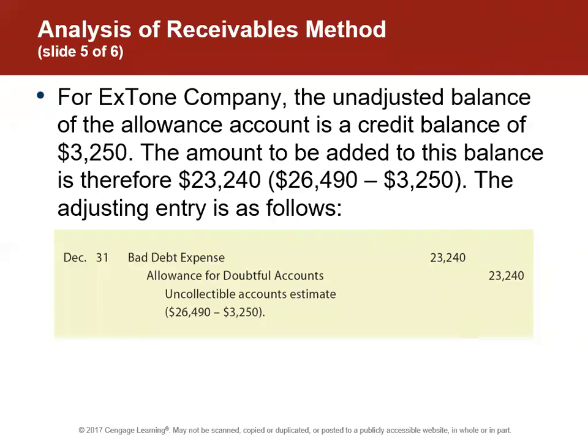But always know when you do an analysis of receivables, the number you come up with is going to be your ending allowance for doubtful accounts balance. This is a contra asset. Yes, allowance for doubtful accounts is a contra asset, so it's indirectly reducing accounts receivable. Any questions on that?